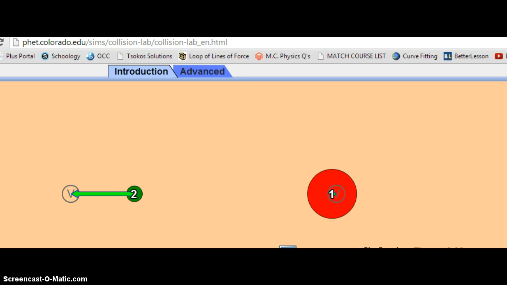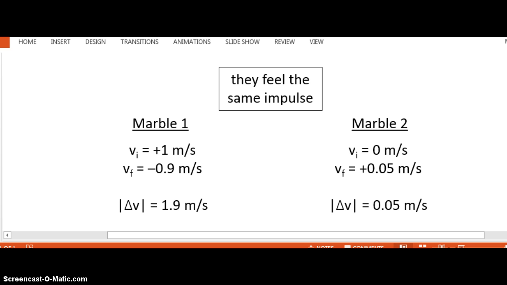So why is this? The only difference between 1 and 2 is their mass. The bigger the object's mass, the less it reacts, or the less sensitive it is to an impulse. Objects like number 2 that are really tiny, when they feel an impulse, they will actually experience a huge change in velocity. So let's see this with numbers. These marbles feel the same impulse because they collide against each other.